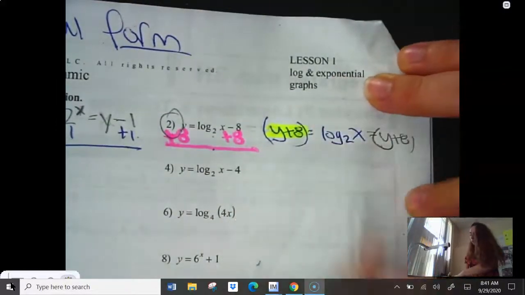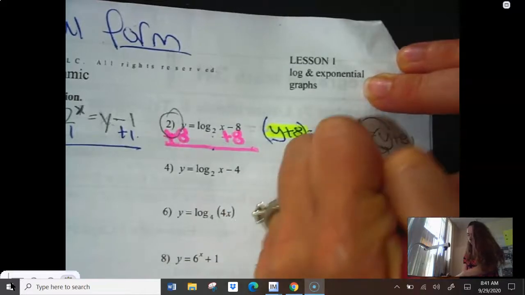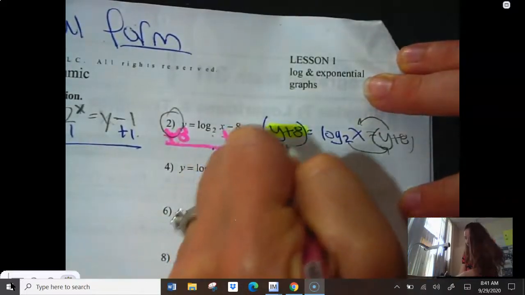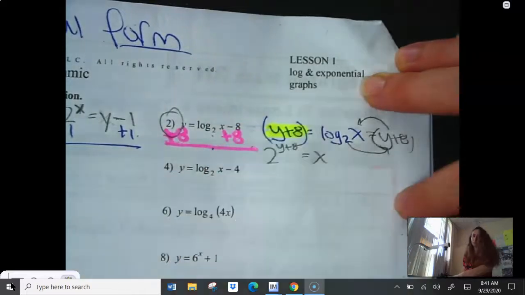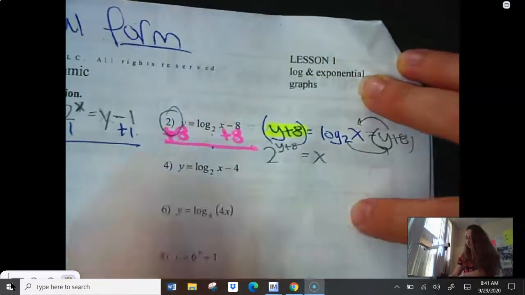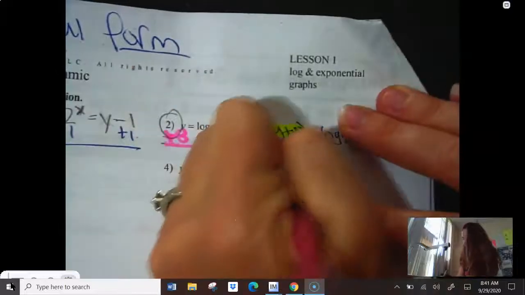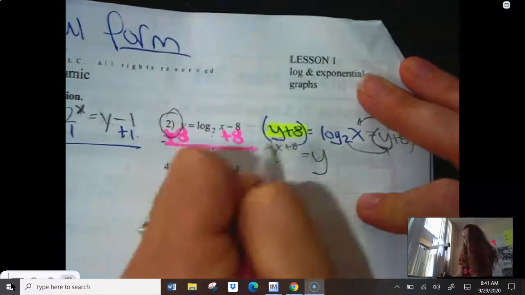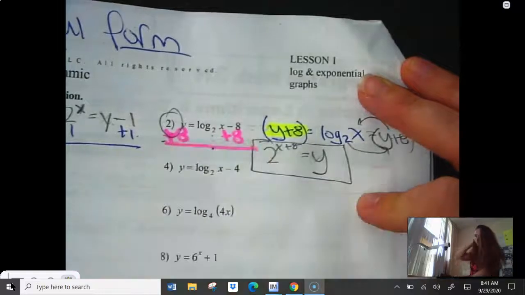Now I'm going to put it in exponential form. So it's going to be 2 to the y plus 8 equals x. What did I say to do now? Switch the x and the y, and then solve for y. Oh, cool, it's already solved for. I am done. Okay, let's look at this one.